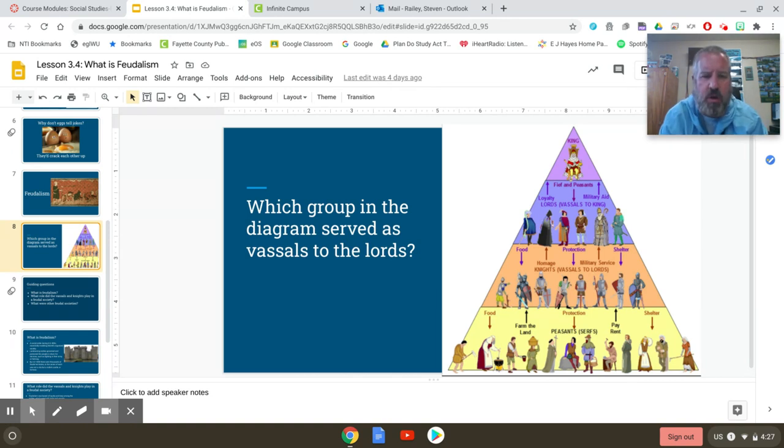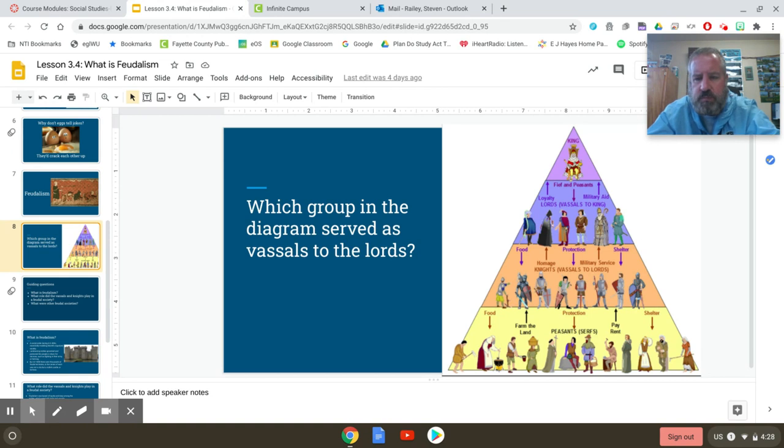And it says, which group in this diagram was the vassal to the lords? Okay, so when you look at this, vassals to the lords would be the knights, correct? Because here's your lords, they're the people below the king, and their vassals would be the people underneath of them. So it would be the knights, okay, or lesser lords, all right?